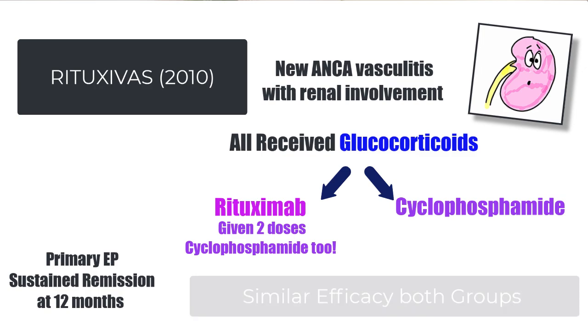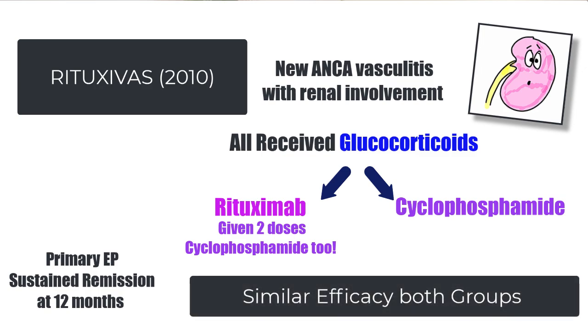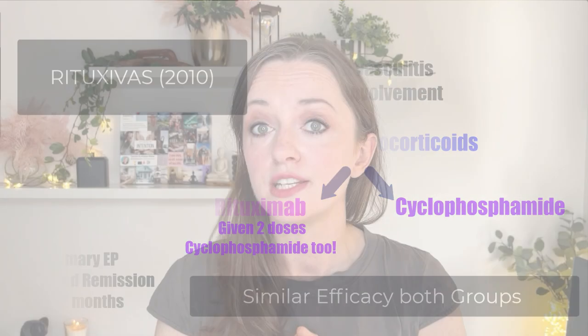And what they found was that both of them did a pretty similar job. Okay, so the 2 arms of the study did a pretty similar job. But everyone got a little bit of cyclophosphamide right at the start, okay? So it wasn't like a cyclophosphamide-free arm in the Rituximab group for this study, but both did a pretty similar job in terms of their efficacy, and in terms of adverse effects, there wasn't much difference either.